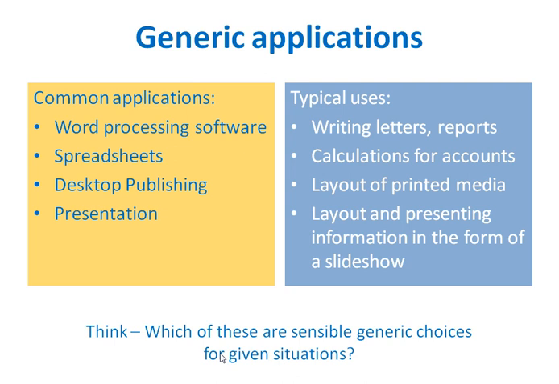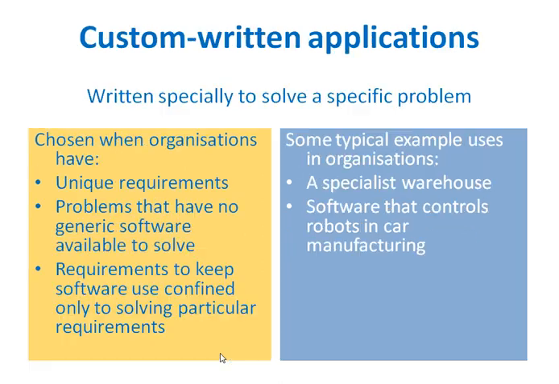You could get away with other things. Yes, there's many other things you can do, but you should stick to what those particular applications are meant to do and largely do, rather than the obscure things that they can do, or indeed the way you might even use them. Let's get them down to what they should be and were intended for when they were first invented. And the thinking quotation at the bottom, which of these are sensible generic choices for given situations, that's really the sort of questions you're going to be asked.